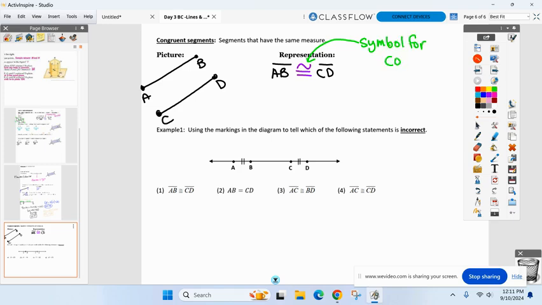Symbol for congruent. So if you want to show me two segments, and then later on in the unit, we're going to deal with angles, that'll be congruent. That's the symbol I use to put in between, okay?